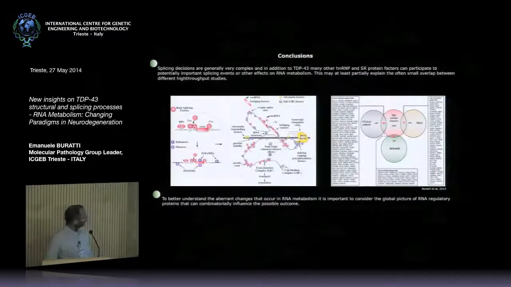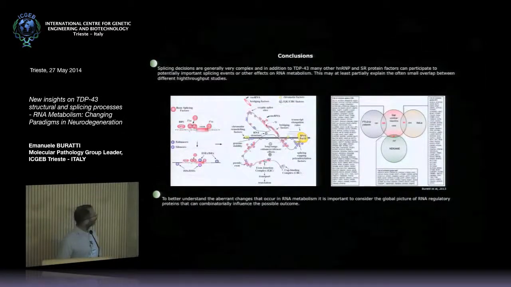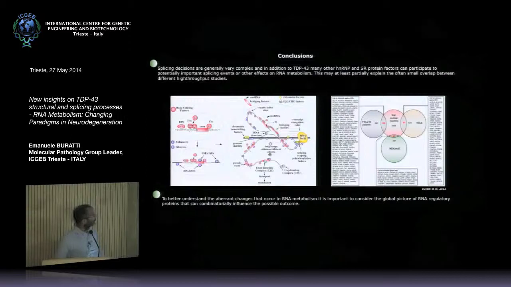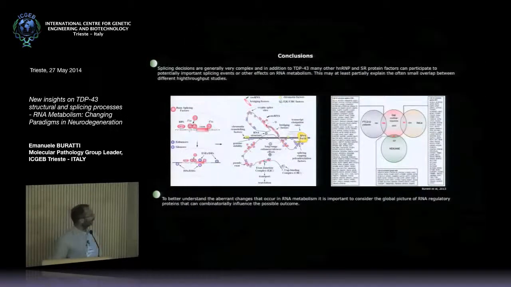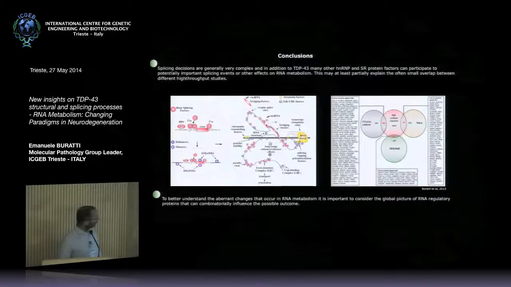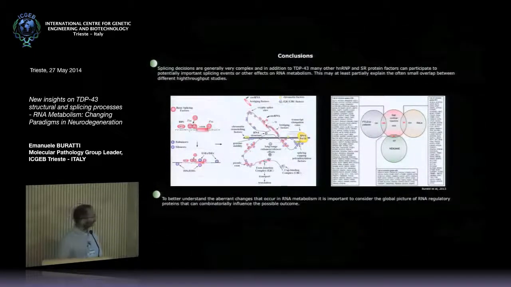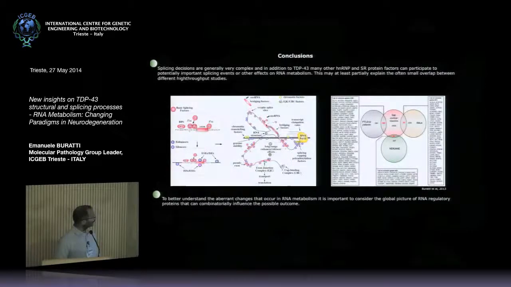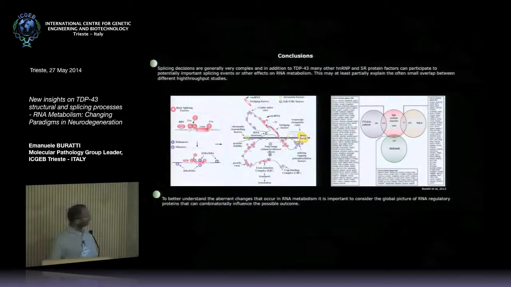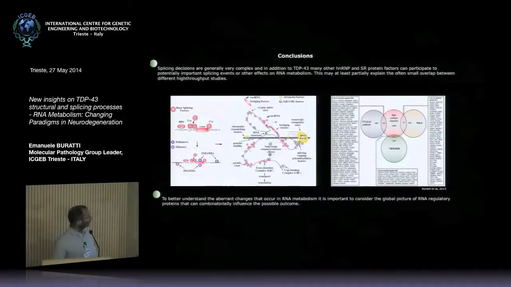So just to give you the conclusions of this talk, basically what we think is that in order to better understand the changes that occur in RNA metabolism during the disease or any other aspect of TDP-43 biology that you care to investigate, you certainly cannot just look at TDP-43 itself, but you should try and look at it in as much a global manner as possible, especially concerning the presence of HNRNPs.